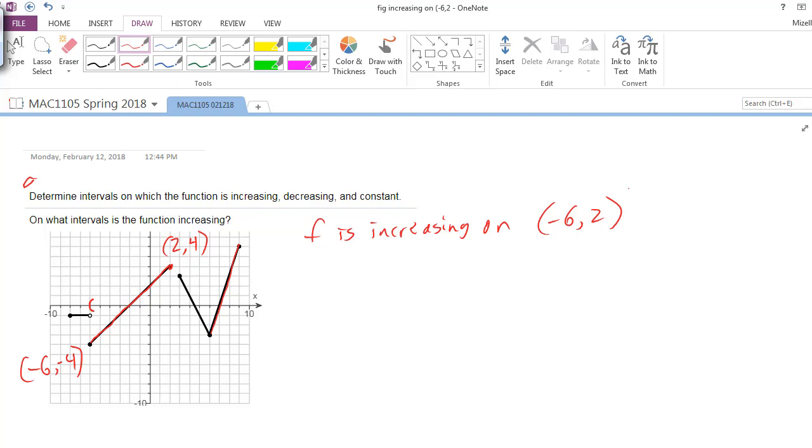Notice the y coordinates of those points do not get mentioned. They're there, and it is important that the y coordinate of the point on the left is lower than the y coordinate of the point on the right, otherwise it wouldn't be increasing. But we don't mention the y coordinates, just the x coordinates.